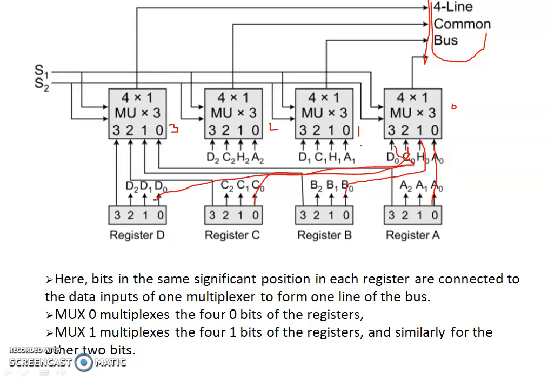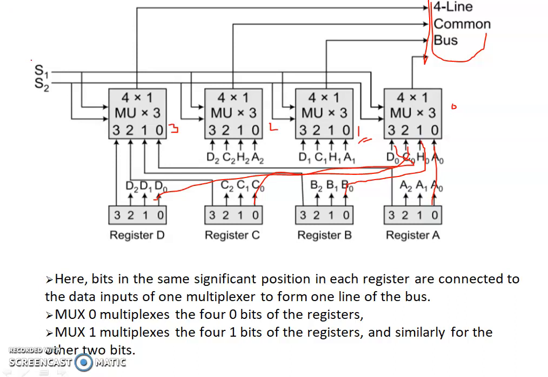Then what will be the case with multiplexer 1? Multiplexer 1 will be combining the 1 bit of all the registers. Similar is the case with multiplexer 2 and multiplexer 3. Multiplexer 2 will be taking the second bit of all the registers, and multiplexer 3 will be taking the 4th bit of all the registers. In this way the arrangement is being done in the multiplexer.